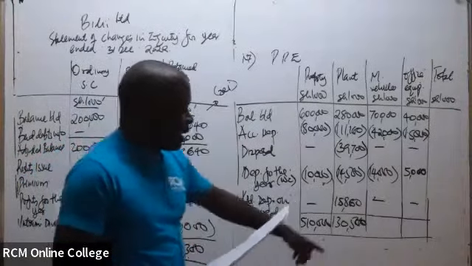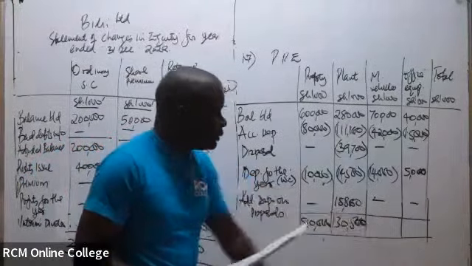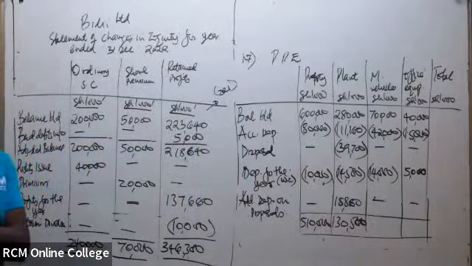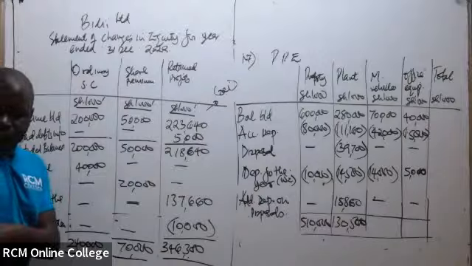So you'll get 135,500. What about this one? So the motor vehicles, what about for motor vehicles? Motor vehicles is how much?